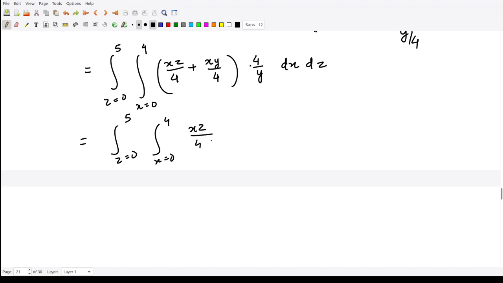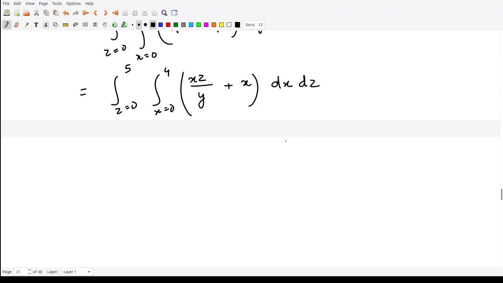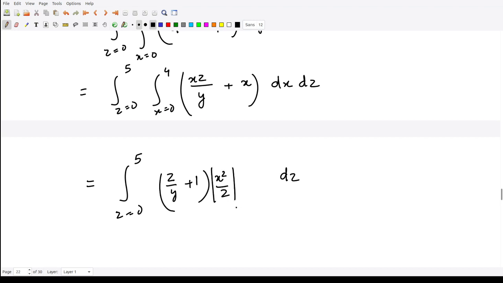4 and 4 will get cancelled, so you have y plus here, y and y, 4 and 4 will get cancelled, you have x, so you have dx and dz. So let's perform its integration with respect to x. So it would be z varying from 0 to 5, dz as such, and then the integration here would be z upon y plus 1 into x square by 2, and the limits of x varying from 0 to 4.